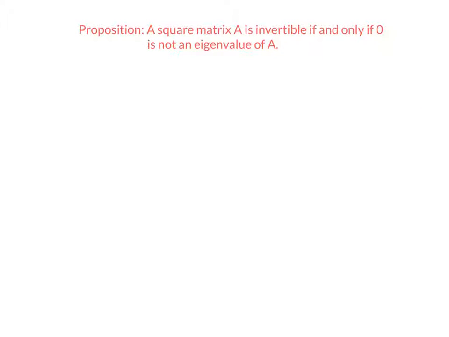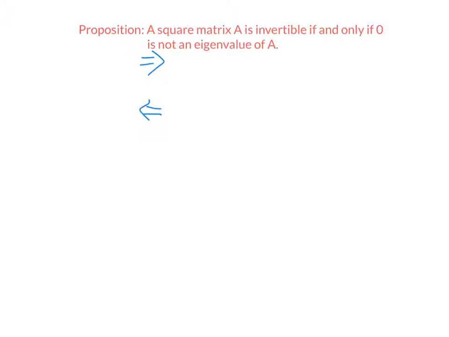Let's say I wanted to prove this aspect of the invertible matrix theorem, that a square matrix A is invertible if and only if 0 is not one of its eigenvalues. There are 2 directions to this proof. The forward direction: if A is invertible, then 0 is not an eigenvalue of A. And then the opposite direction: if 0 is not an eigenvalue of A, then A is invertible.